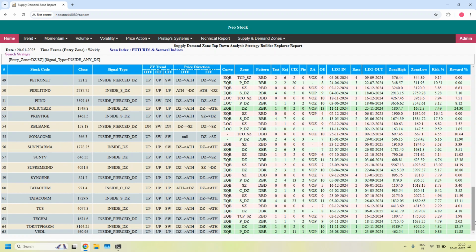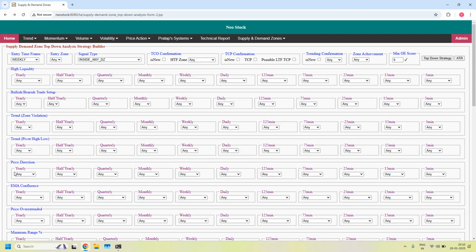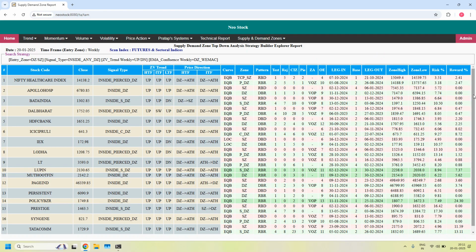So total 65. We need to identify high probability stocks based on EMA confluence. Let's filter further. Out of 65, how many we will get? In the EMA confluence at a weekly time frame, weekly demand zone having weekly EMA confluence, because we are inside the weekly demand zone, and the trend on weekly time frame should not be sideways. So with the up or down trend, we got 18 stocks.